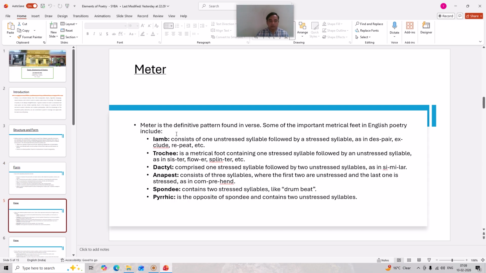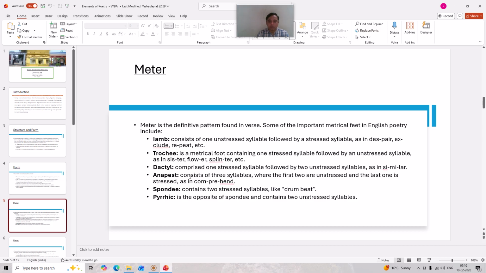The next element that is related to all these elements, called structure and form, is meter. Meter is a definite sound pattern that is used by the poet with the help of stressed and unstressed syllables. Certain combinations are used by the poet. For example, in an iamb, an unstressed syllable is followed by a stressed syllable. In a trochee, one stressed syllable is followed by an unstressed syllable. In a dactyl, one stressed syllable is followed by two unstressed syllables.